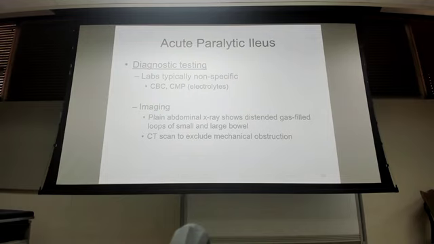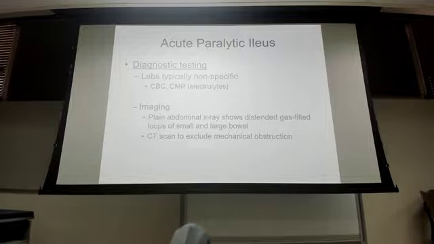A lot of times, just your non-specific labs, CBC, CMP, non-specific usually. The history is the big thing, and then that absent bowel sounds, which move you right towards it. If you don't find anything mechanical wrong with it. So imaging, pathognomonic, distended gas-filled loops of the small and large bowel on that plain film X-ray. A lot of times we're going to get that plain film, and then we're going to rule out a mechanical obstruction with the CT.